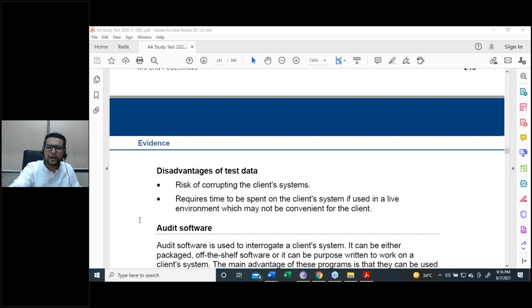You've got to be prepared for ethics, corporate governance and internal audit. Yes, you can put more effort on risk, controls and procedures, but that's what I was emphasizing from day one, that don't ignore the minor topics.